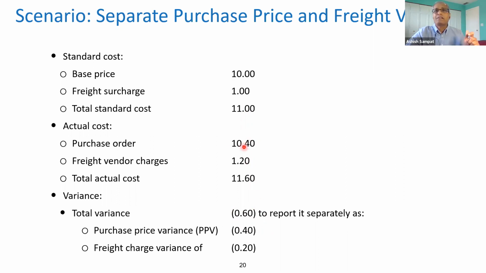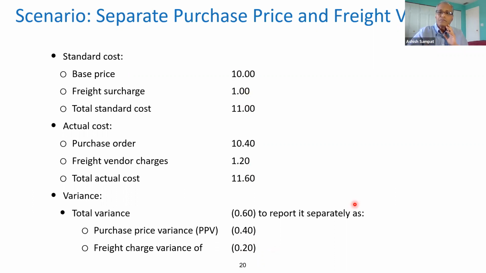But I want a breakdown of how much of it is pure purchase price variance for raw material, that is 10.40 minus 10 is equal to 40 cents adverse, and the freight charge related to $1.20 minus $1 of estimate, is 20 cents. So how to meet this? It's a very interesting requirement, and standard SAP out of the box has several options. You can always customize it or enhance it. So what are the options?